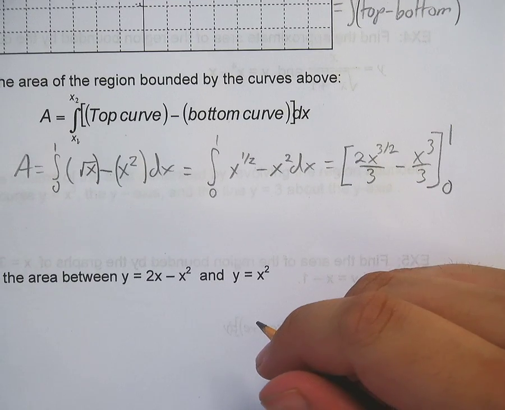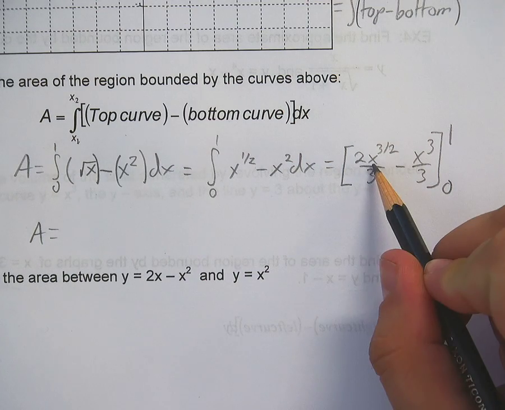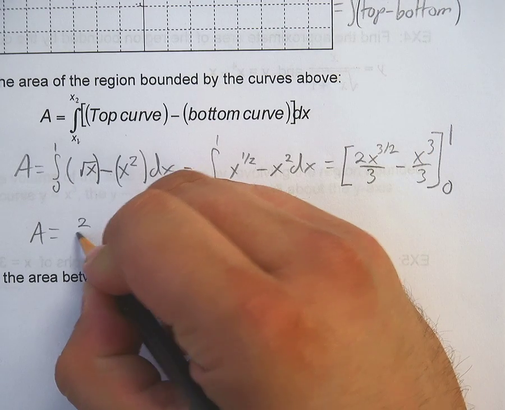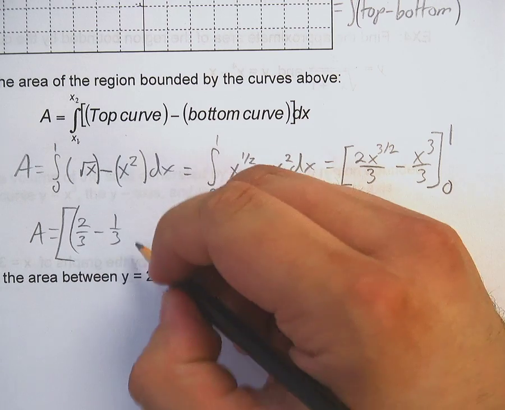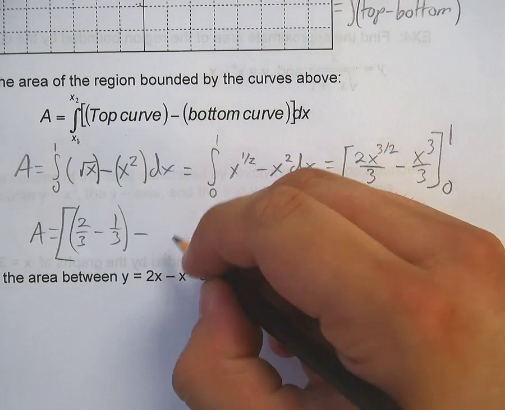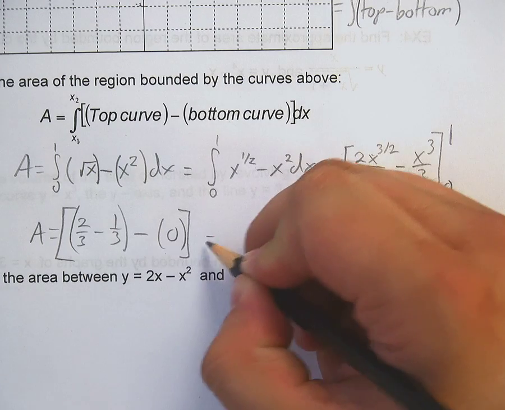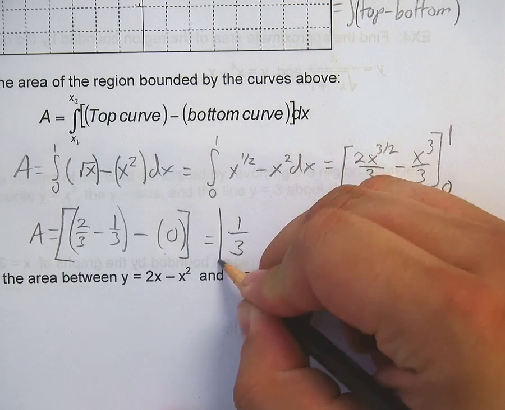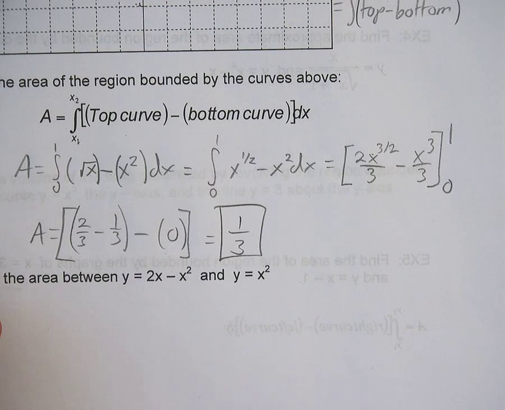Right? So your area is going to be, plug in a 1 and you get 2/3 minus 1/3. That's f of b minus f of a. When you plug in a 0 here, 0 minus 0 is 0. So 2/3 minus 1/3 is 1/3. So the area between two curves, do the top curve minus the bottom curve. Okay.